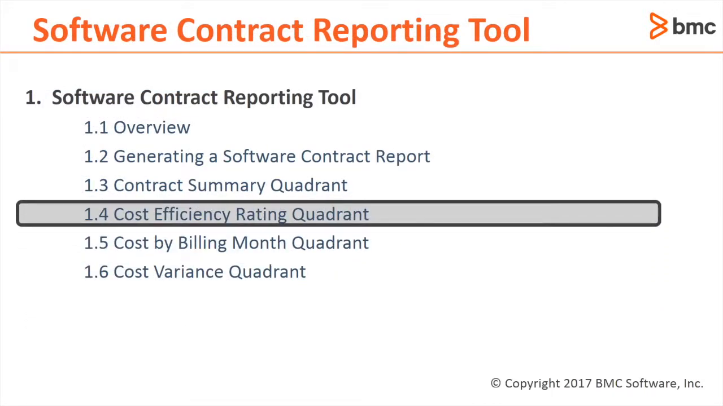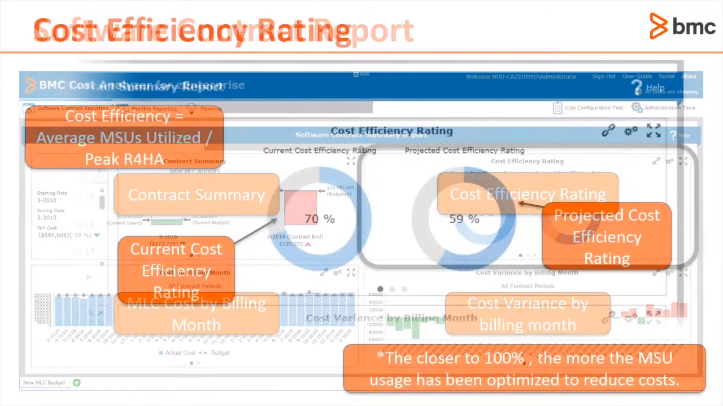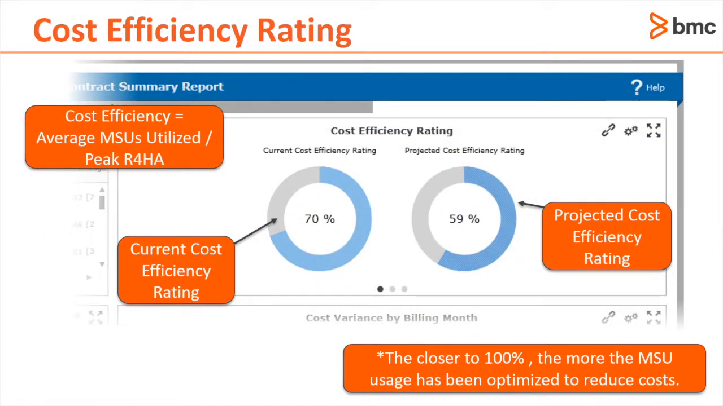Now let's talk about the second quadrant of the software contract reporting tool, the cost efficiency rating. The cost efficiency rating quadrant displays charts that show the current and projected cost efficiency ratings as percentages. Cost efficiency is calculated by taking the average MSUs that are utilized divided by the peak rolling 4-hour average and displayed as a percentage. A system operating at 100% cost efficiency would indicate that the peak rolling 4-hour average, which determines costs, and the average MSUs used are equal.